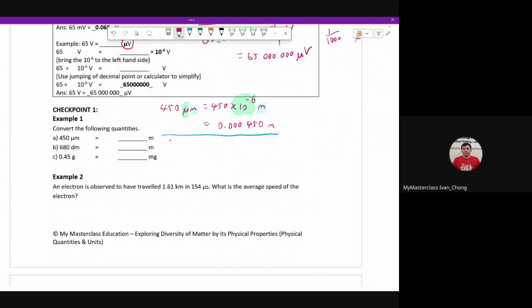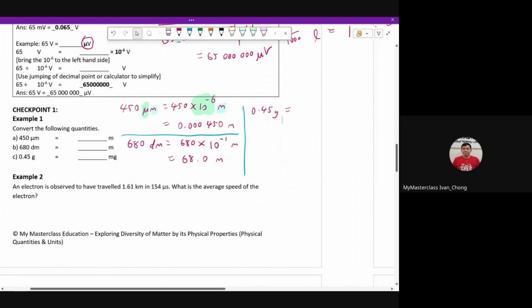Next one, 680 decimeter. I have the prefix, so I will times. Deci, small letter, minus, and deci is 1. You end up with 68.0 meters. And last but not least, your 0.45 grams. Now, because we don't have the prefix, we will divide.